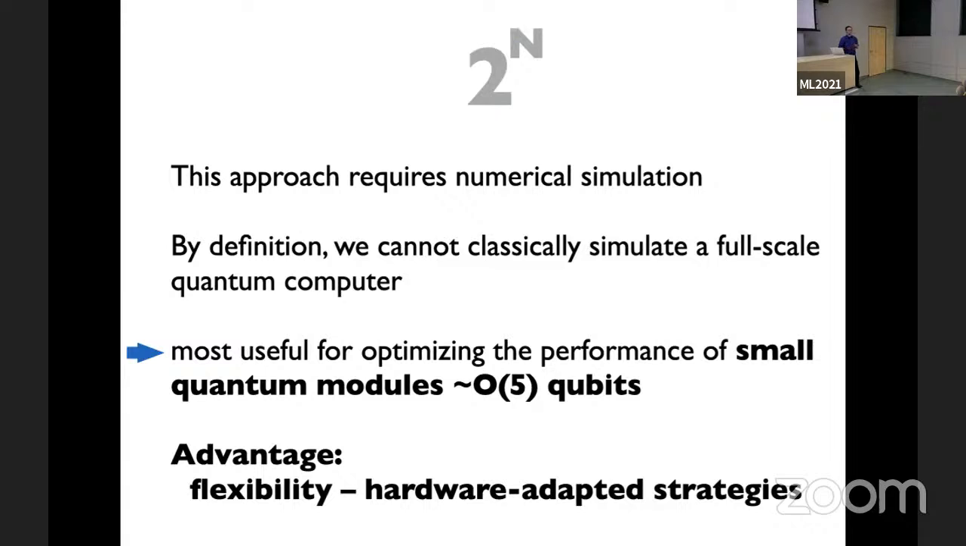Now, these simulations, of course, act on an exponentially large Hilbert space for the qubits that's growing exponentially with the number n of qubits. So that means automatically we are restricted to relatively small quantum modules, a handful of qubits or something like this. Obviously, we cannot classically simulate a full-scale quantum computer. That would defeat the purpose, and we wouldn't need quantum computing. And so what I'm going to tell you about is really good for optimizing in a hardware-dependent way the performance of small quantum modules. The advantage is then that you are very flexible and one and the same approach will discover for you the good quantum error correction strategy for different hardwares.